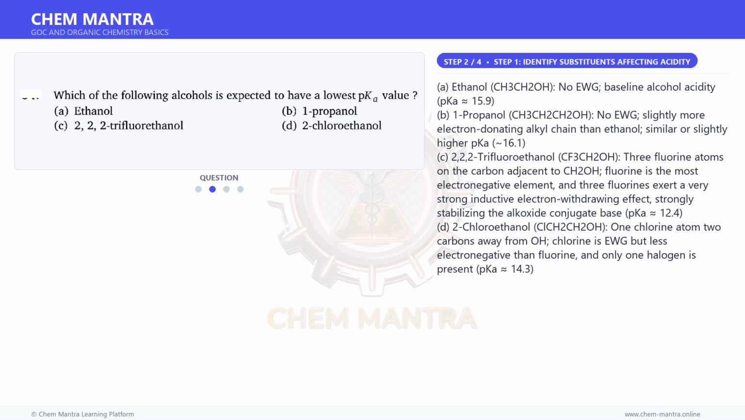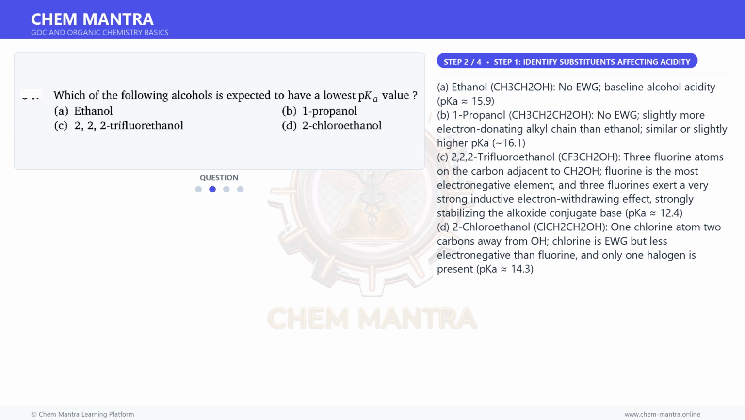A. Ethanol, CH3CH2OH, no EWG, baseline alcohol acidity, pKa 15.9. B. 1-propanol, CH3CH2CH2OH, no EWG, slightly more electron-donating alkyl chain than ethanol, similar or slightly higher pKa, 16.1.